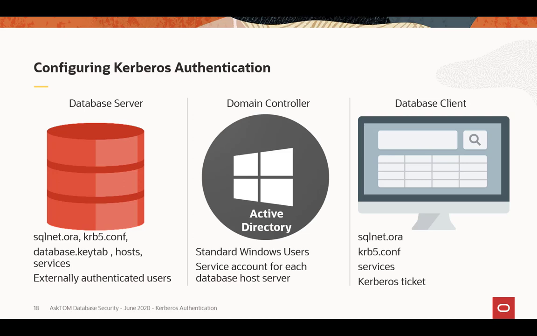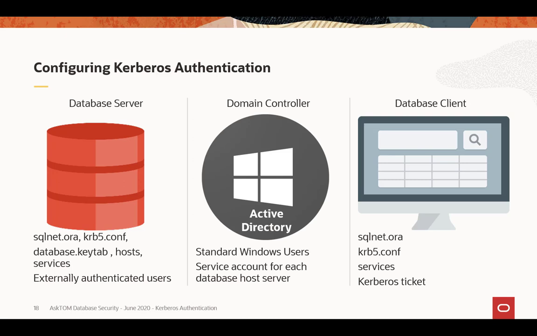On the database server, there are several places that we need to do work. One of those is we're going to have to make some updates to the sqlnet.ora. We're going to create a new file called krb5.conf. We'll go into each of these files here in a little bit. We're going to retrieve something called a keytab, which will be generated on the domain controller, and we'll put that on the database server so that the database knows what its service principal name is.